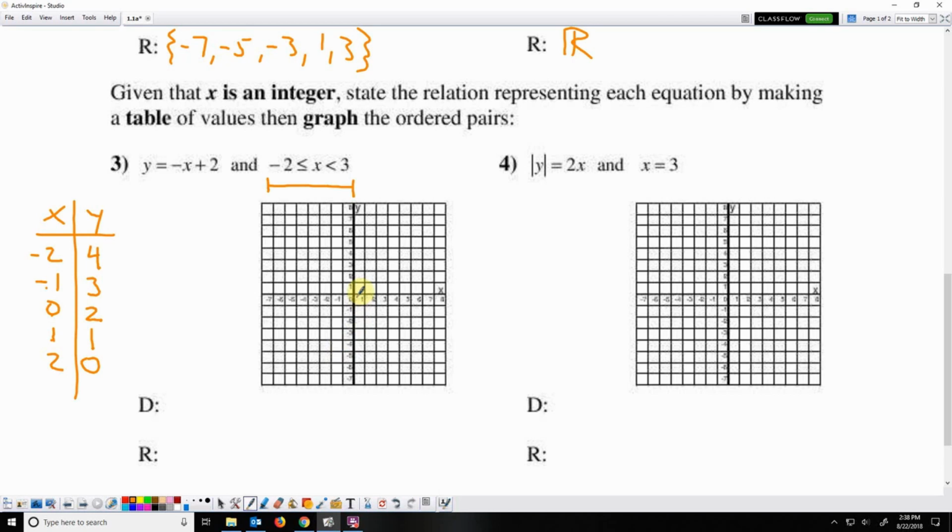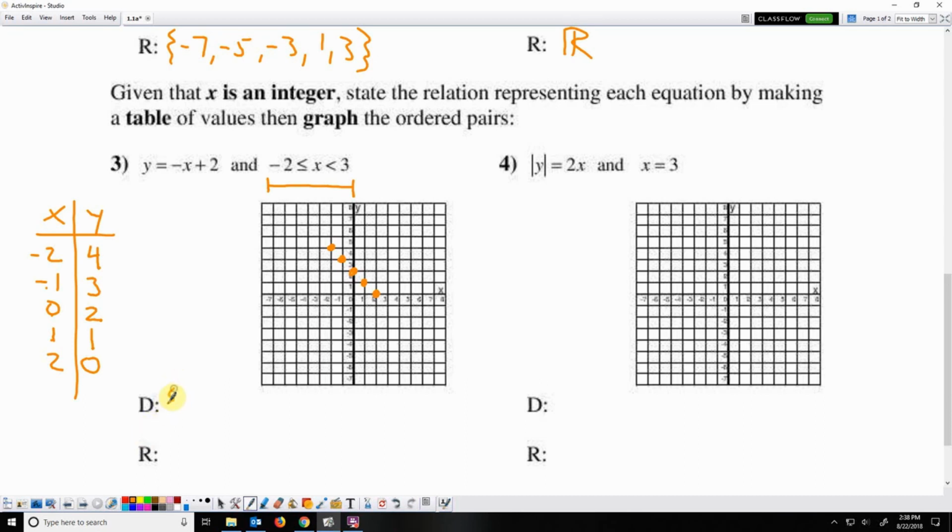So those are all the coordinates that I need to plot. -2, 4. -1, 3. 0, 2. 1, 1. And 2, 0. So those are the only 5 points on this graph.